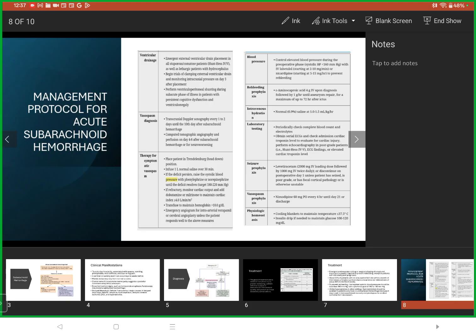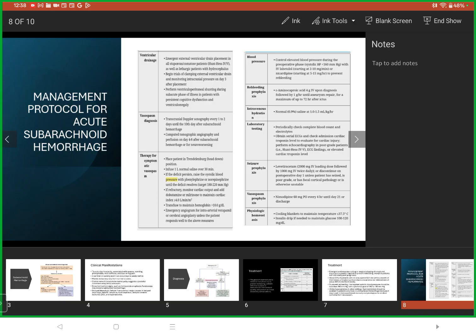Once the patient has developed vasospasm, the patient is at increased risk for secondary neural injury. The most important thing: place your patient in Trendelenburg position, that is a head-down position. Immediately give 1 liter of normal saline over 30 minutes. Hydrate the patient immediately. And if the deficit persists, raise the systolic blood pressure with phenylephrine or norepinephrine until the deficit resolves. The target is to bring the systolic blood pressure to around 180 to 220 mm of mercury. Here we are trying to induce hypertension so as to overcome the vasospasm and increase the blood flow within the brain. So this is the idea behind it: we are inducing hypertension using a vasopressor like phenylephrine or norepinephrine.